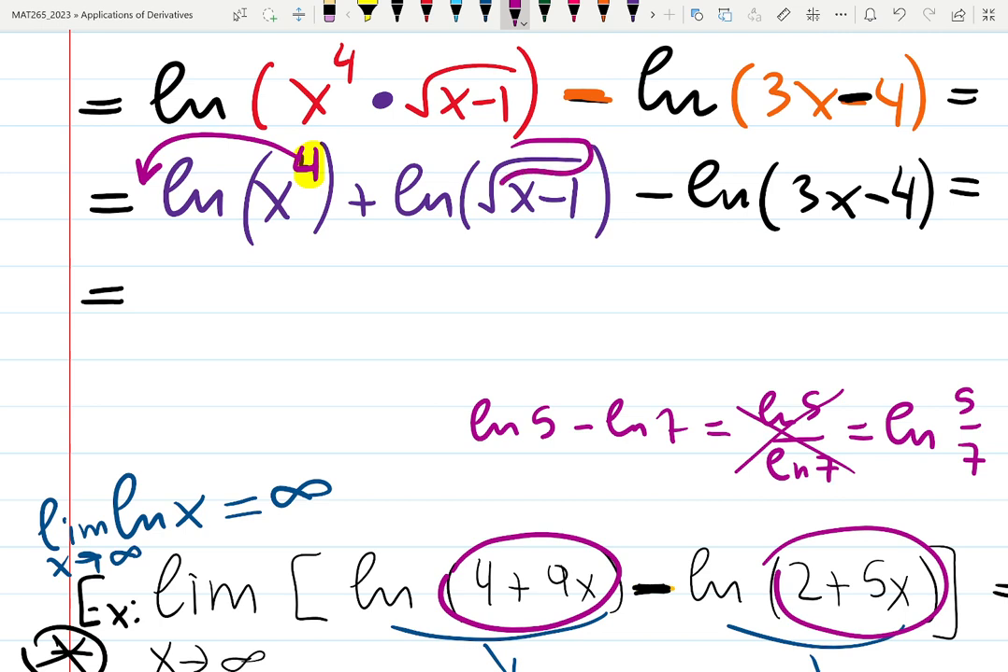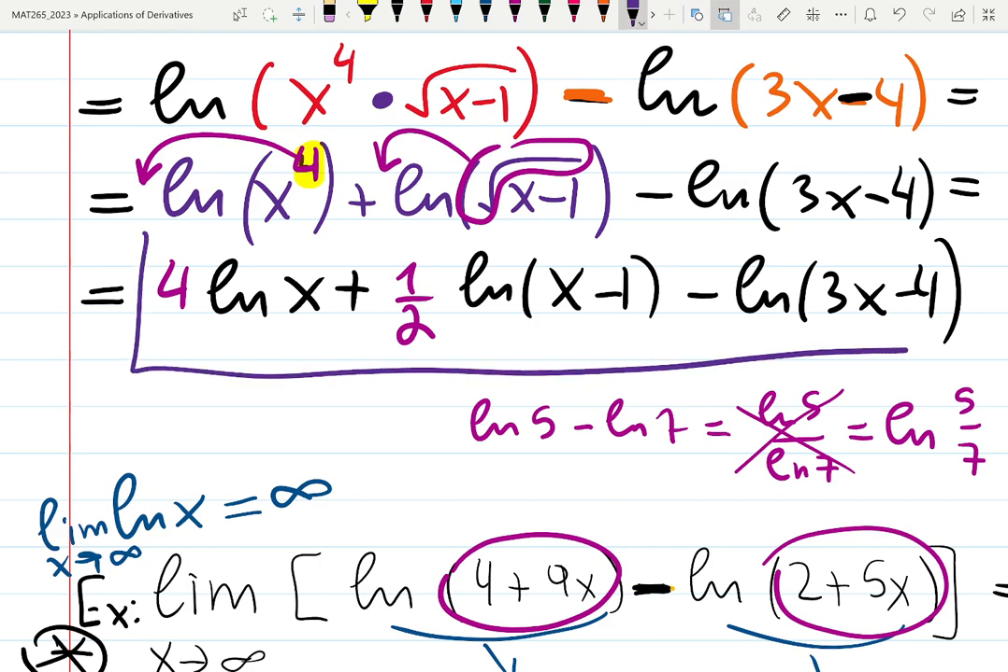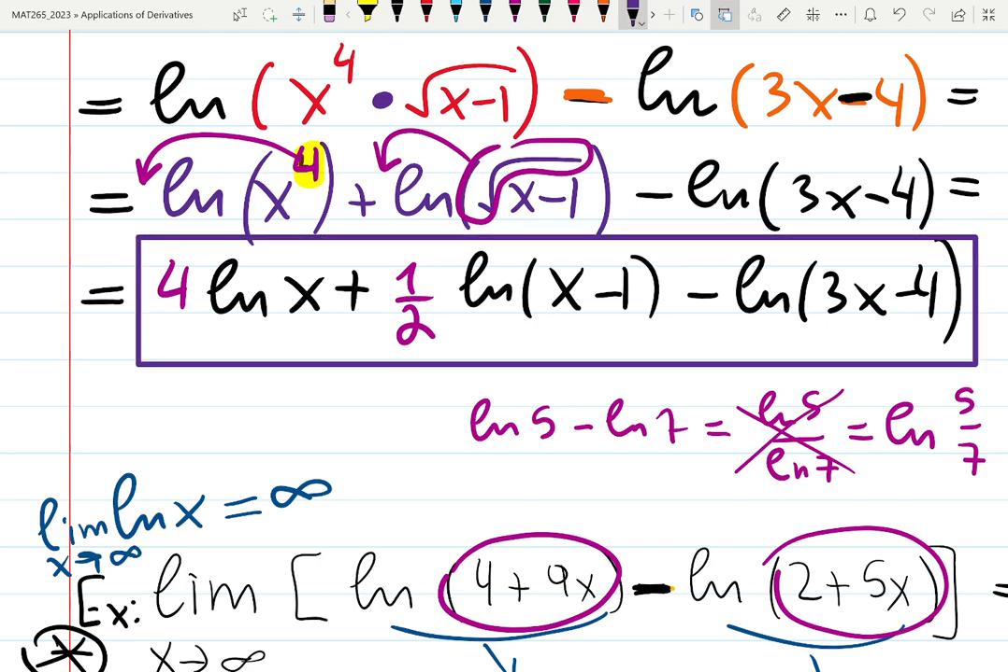It takes this power. What power is that? 1/2, and puts it down. We have 1/2, and that's the final answer. ln of x. No, the first one is a 4. 4 goes down, ln of x, and then 1/2 goes down, ln of x minus 1 minus ln of 3x minus 4. That is the last step. This is the answer.